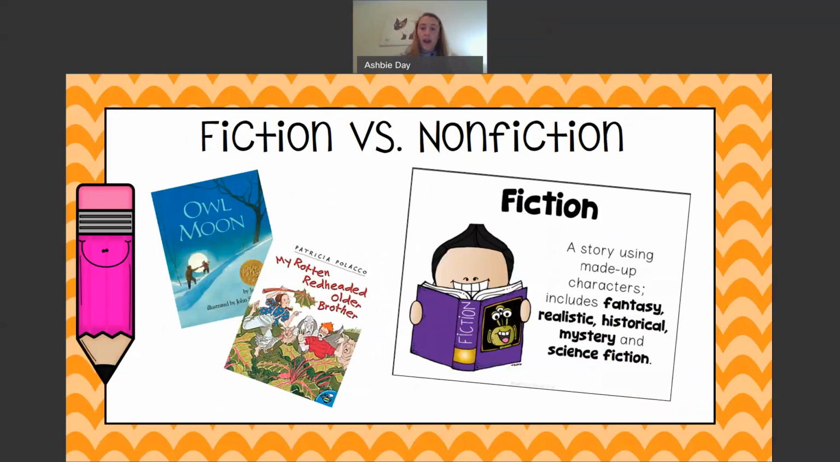Fiction, on the other hand, is a story that's using made up characters, such as fantasy, realistic fiction, historical fiction, mystery, and science fiction. Now, a lot of the books that we've read this year have been fiction text. But you're probably wondering, well, Miss Day, why do you have My Rotten Red-Headed Older Brother pictured as a fiction text? That's about Patricia. She's real.